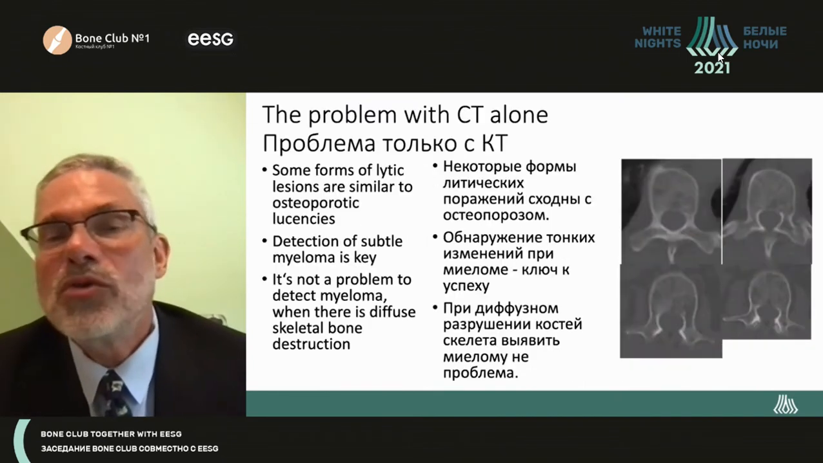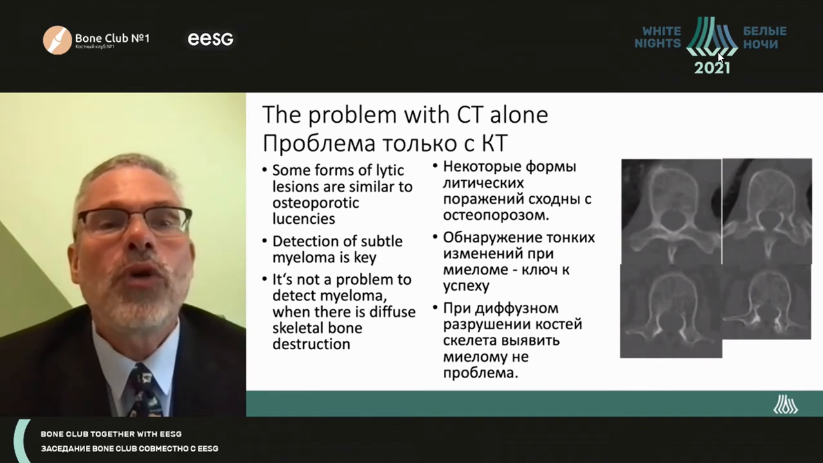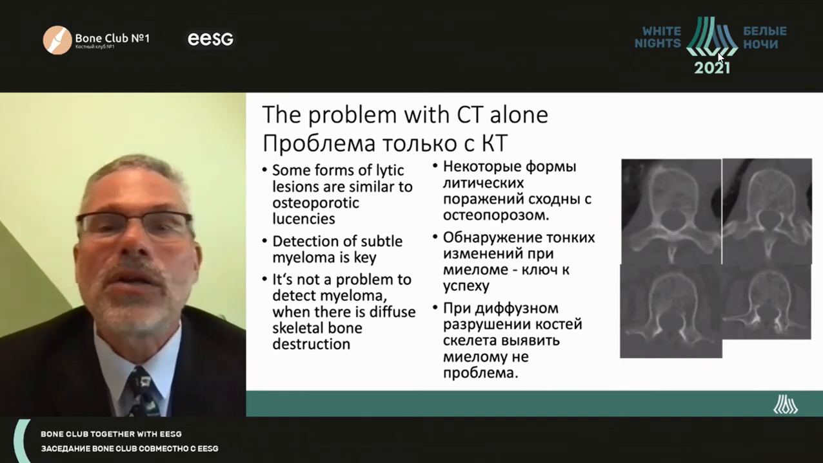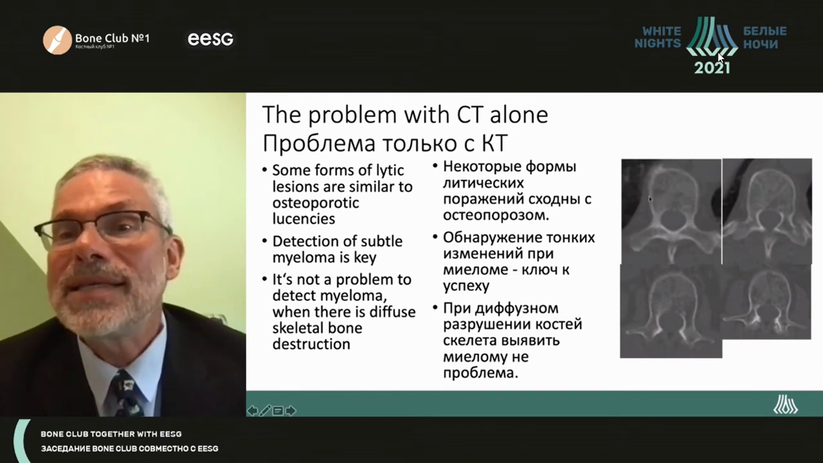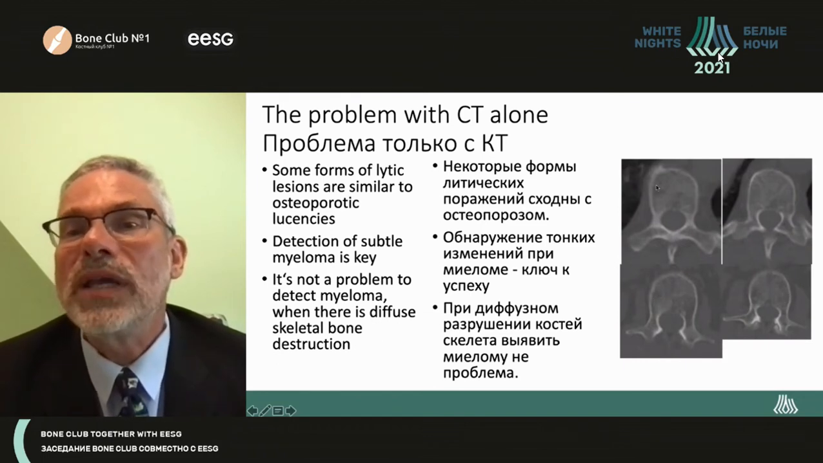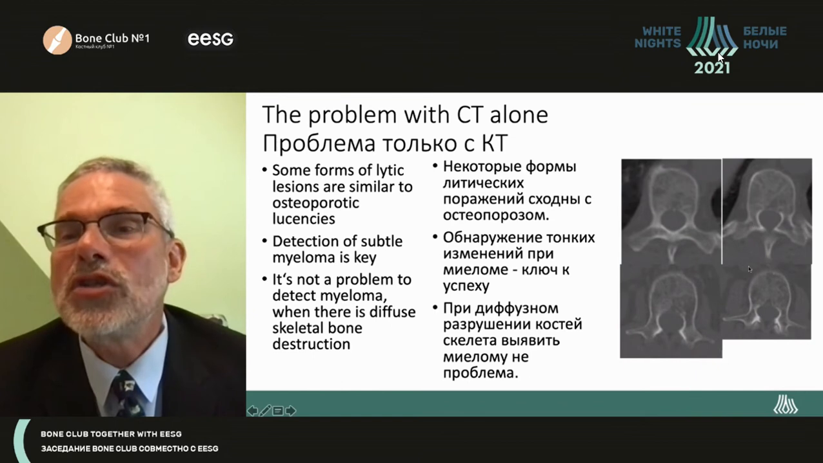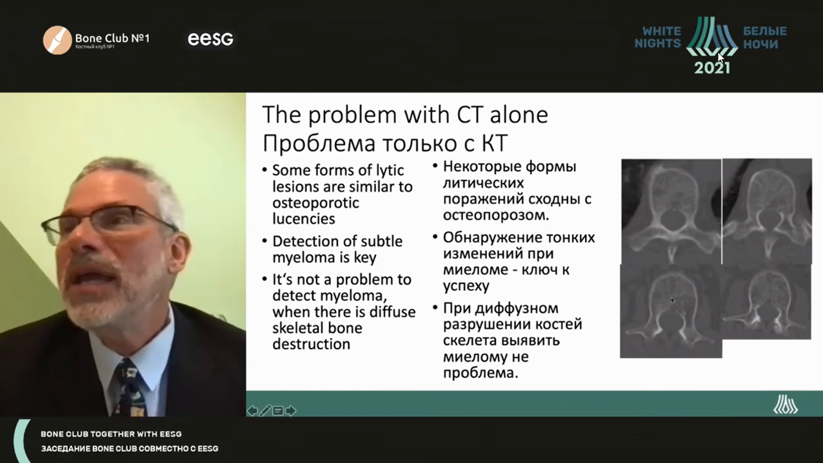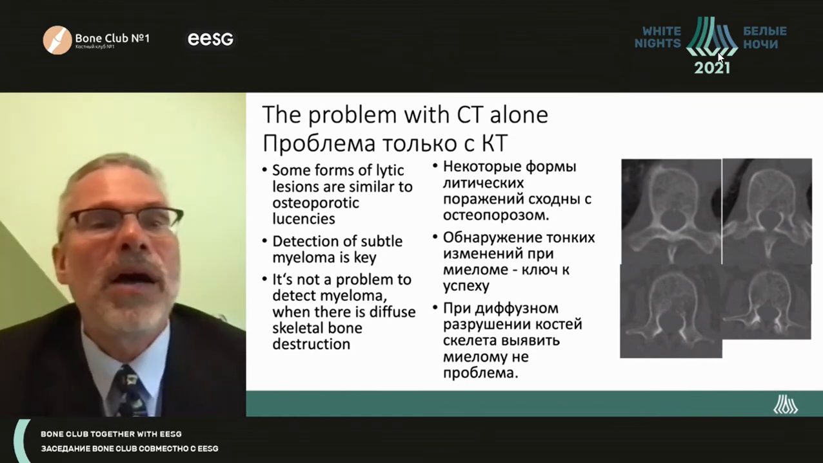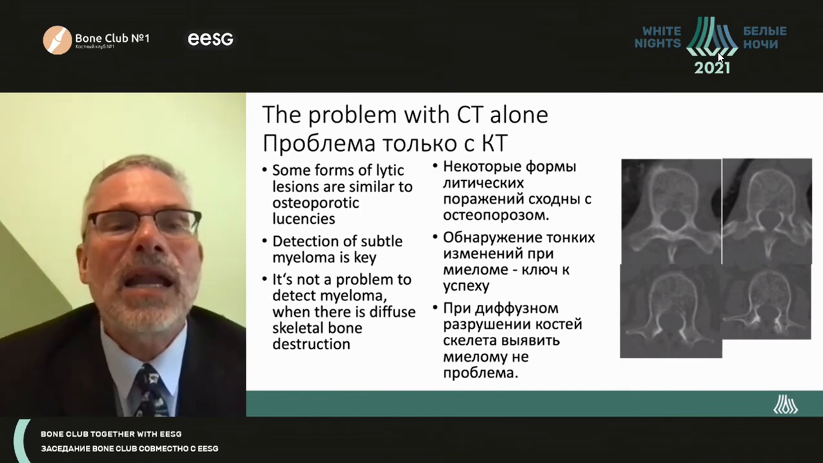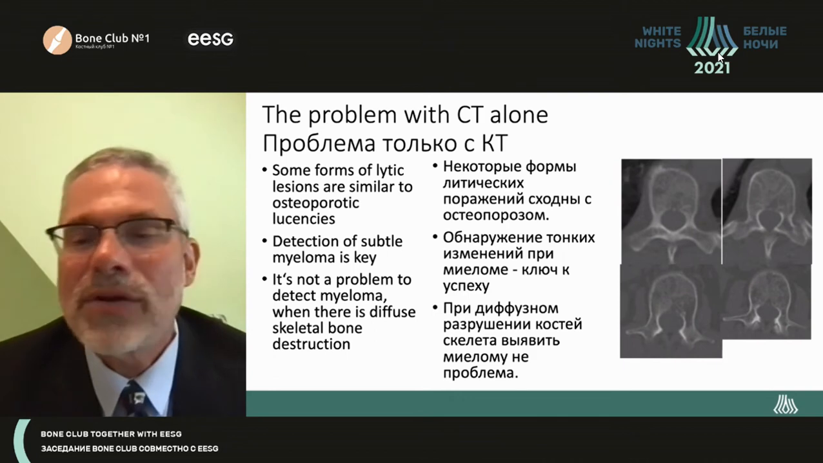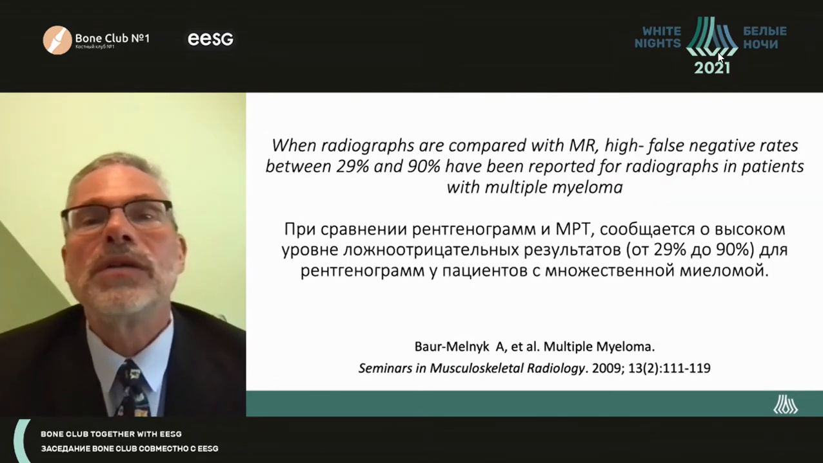Now, there is a problem using CT alone. Some forms of lytic lesions are similar to normal osteoporotic lucencies that we very commonly see. And if we chase down these types of lytic lesions on every patient, this is all we'd be doing, because these types of lytic lesions are very, very common in patients aged 50 and above. Detection of subtle myeloma is the key. It's not a problem to detect myeloma when there's diffuse skeletal bone destruction.